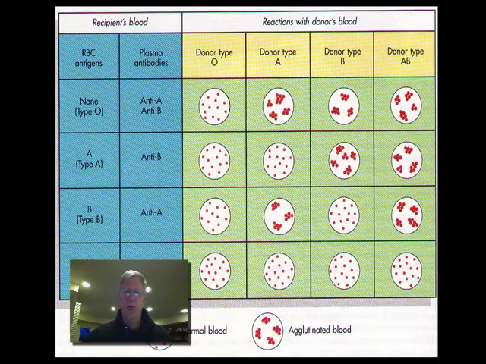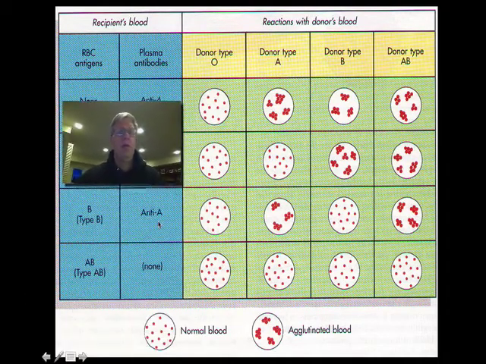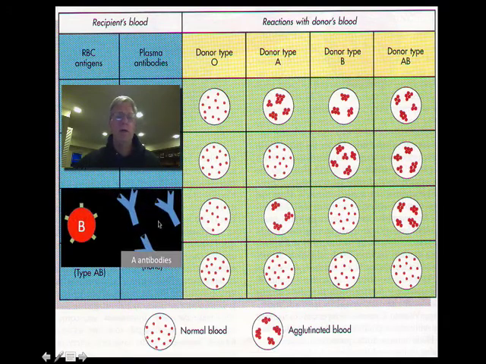If you have type B blood, that means you have A antibodies. That means anything with A in it you would attack. So type A blood or type AB blood, both you would attack, but you could receive B blood or you could receive O blood. Again, O blood has no antigens to attack, and so it's safe to give somebody O blood.